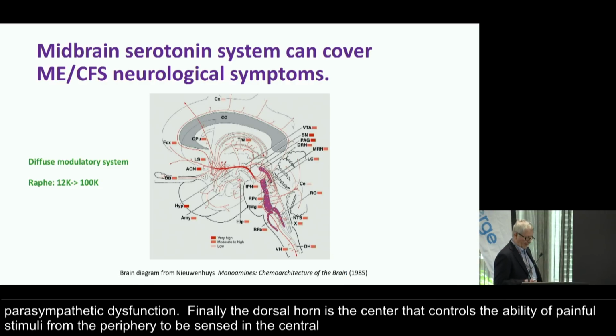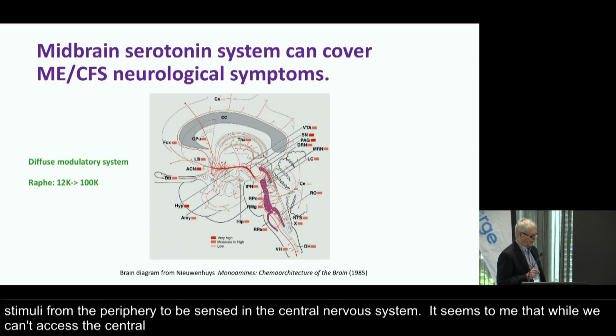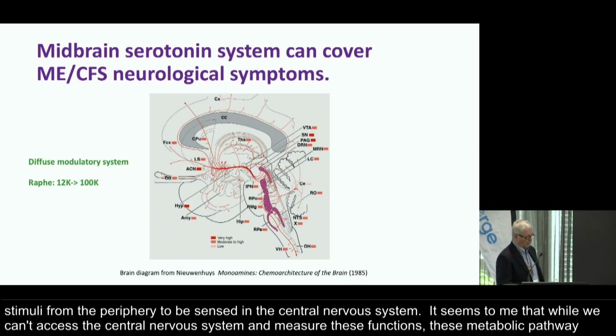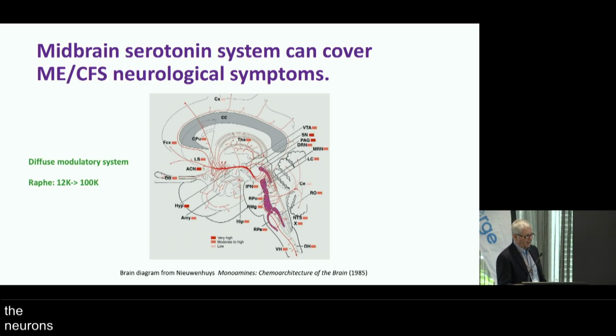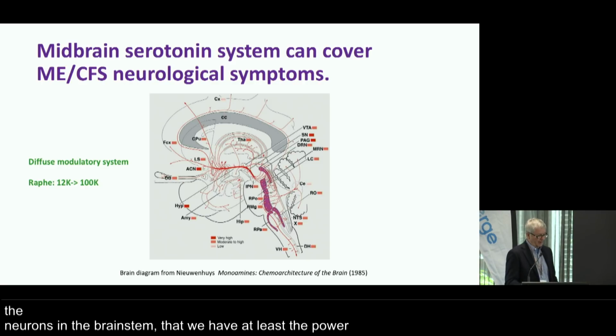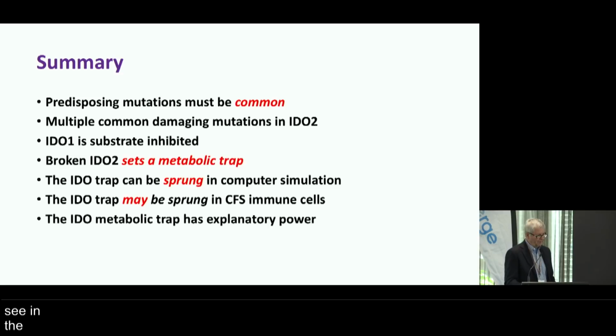So it seems to me that while we can't access the central nervous system and measure these functions, these metabolic pathways in the neurons in the brainstem, we have at least the power to explain many of the symptoms that we see in the disease in this subsystem of brain.